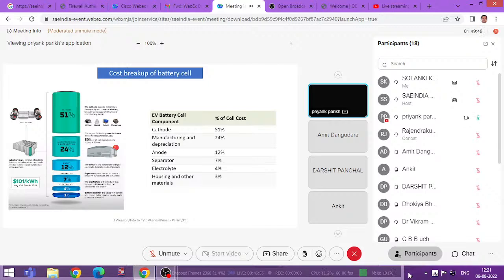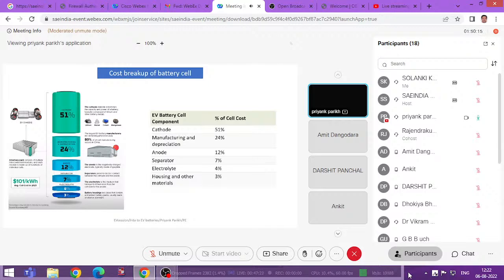Out of the total battery pack, if I consider a cell, 51% of the cost goes only to the cathode. And that is the reason why there are so many experiments going on to select the material for the cathode. As you have already seen, different chemistries are there. We can try different permutations and combinations and come to the best products.